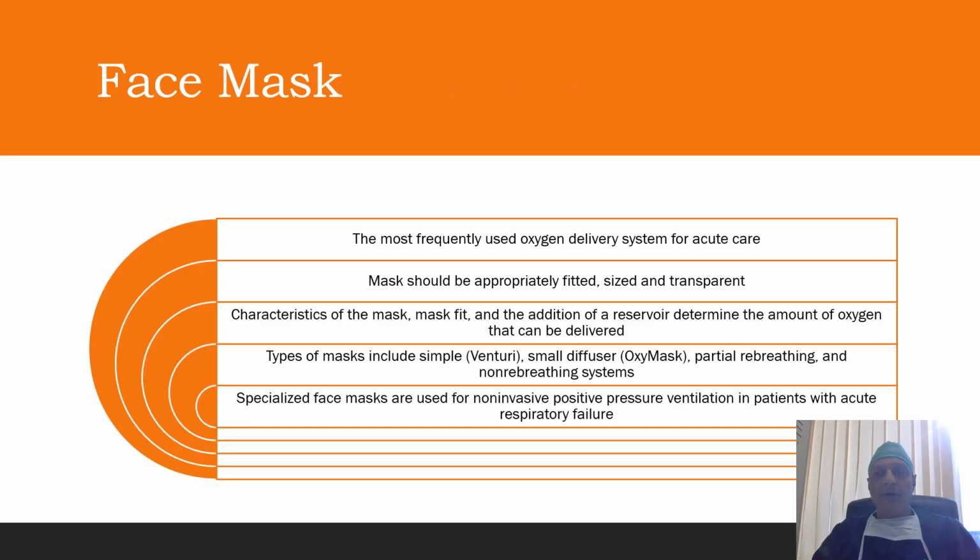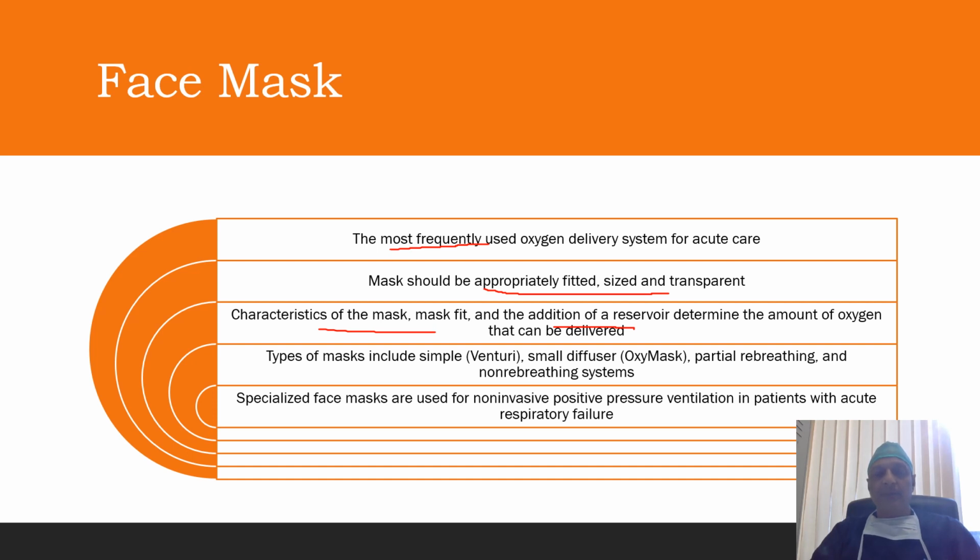After nasal cannula, now coming to face mask. Face masks are the most frequently used oxygen delivery system in acute care, and the mask should be appropriately fitted, sized, and transparent. The characteristics of the mask, the fit, and the addition of a reservoir determine the amount of oxygen that can be delivered to the patient.